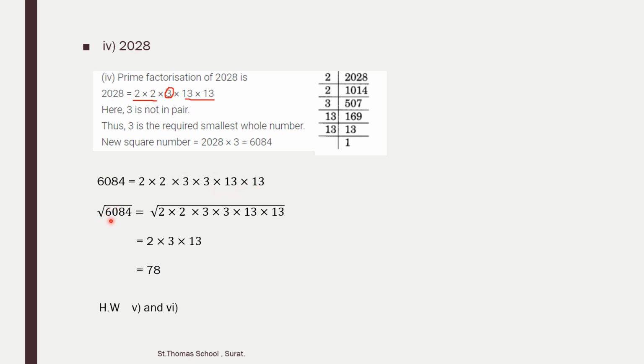Now you have to find the square root of 6084. That is the square root of 2 multiplied by 2, 3 multiplied by 3 and 13 multiplied by 13. Now 2 times 2, so 1 time you have to write. Again 3 times 3, 1 time you have to write. 13 also 2 times, so 1 time you have to write outside the square root. That is 2 multiplied by 3 multiplied by 13. 2 3s are 6, 6 13s are 78. So the square root of 6084 is 78. Now questions number 5 and 6 you can do as homework.